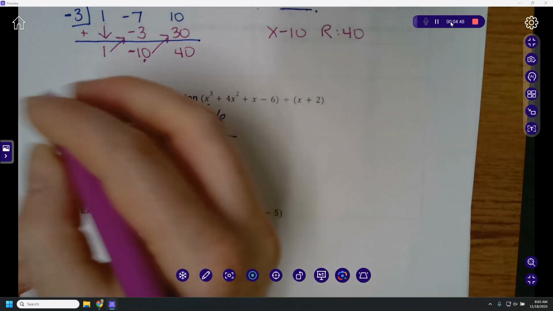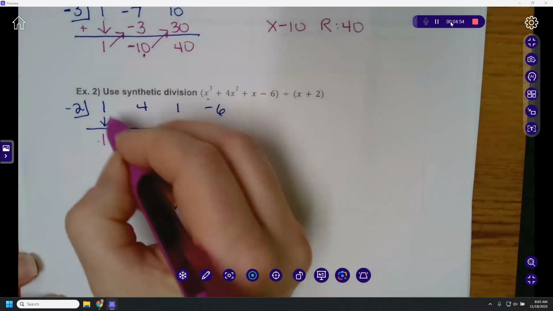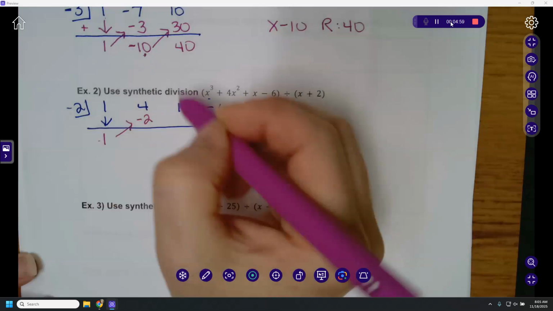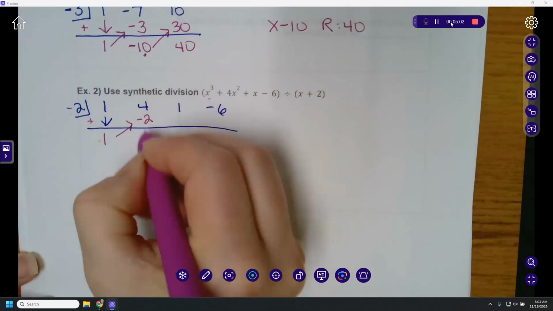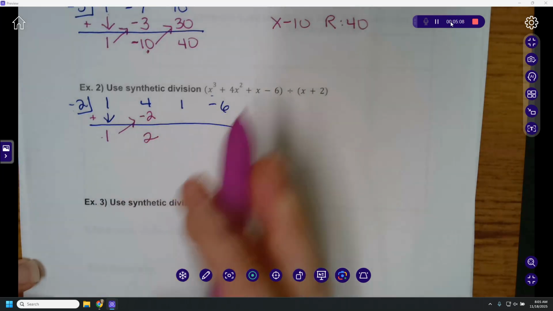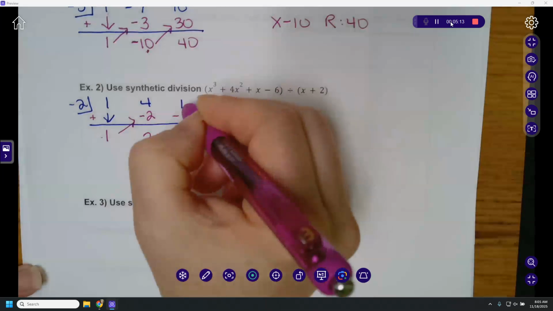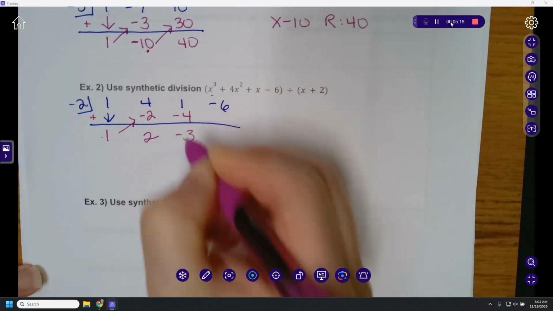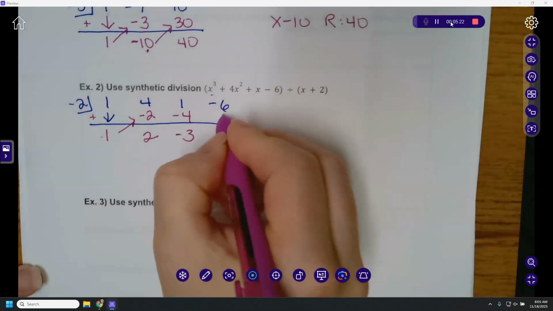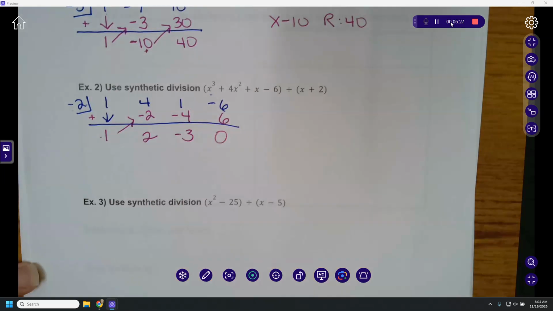Okay, here we go. We get 1. Then 1 times negative 2 should give us negative 2. 4 plus negative 2 is positive 2. 2 times negative 2 is negative 4. 1 plus negative 4 is negative 3. Negative 3 times negative 2 is 6. Negative 6 plus 6 is 0.